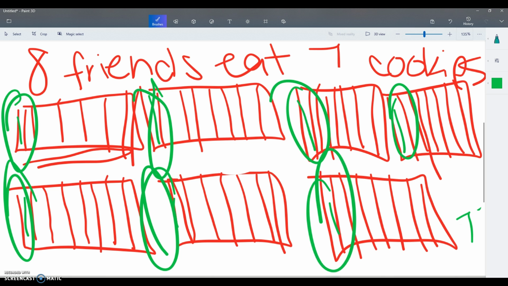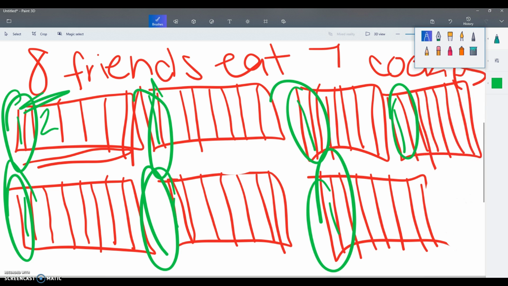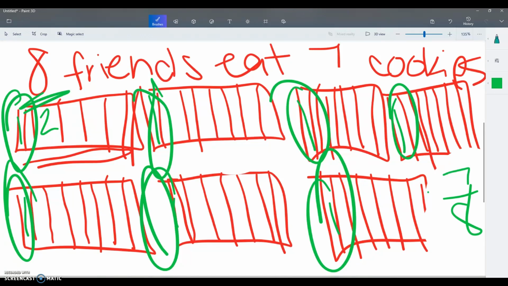So 7 will be your numerator, and the rows inside is going to be the denominator. Wait, no, wrong way. Wrong way again. There I go.